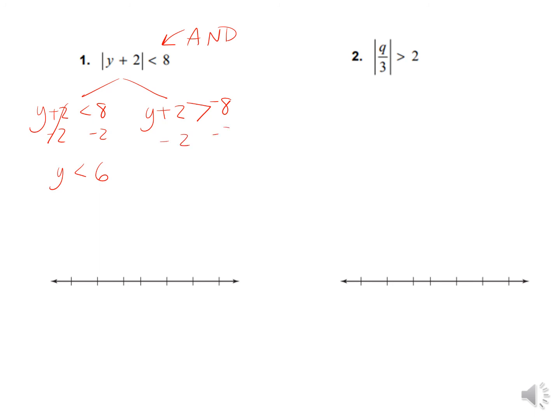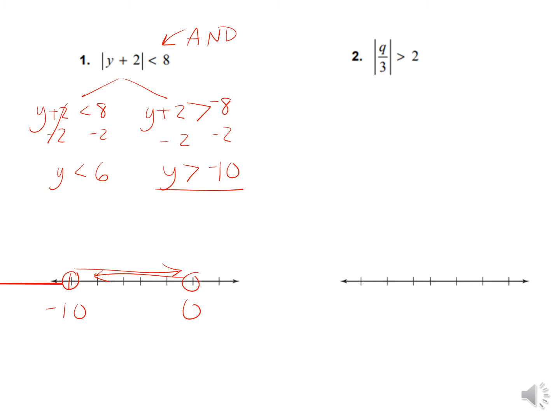Minus 2 to both sides. Y is greater than negative 10. I always graph my negative number or my smallest number first, so I kind of set where it is on the graph. Open circle at negative 10, and it's greater than. Then I'm going to put a circle for 6, and it's less than.